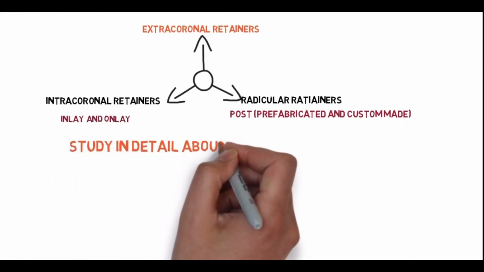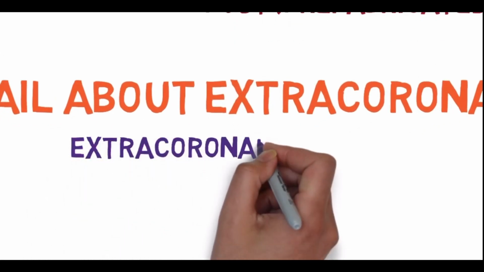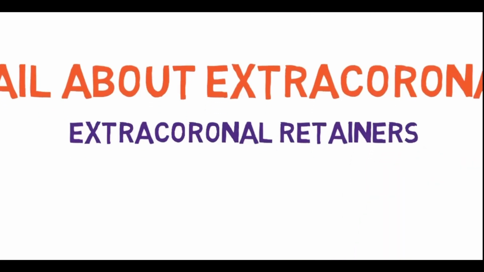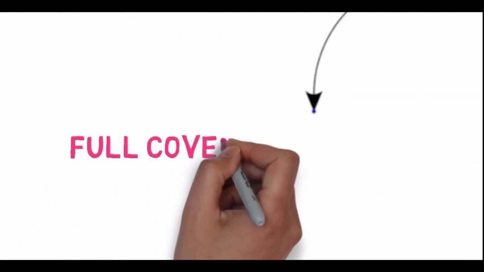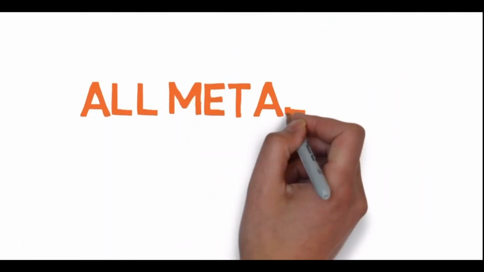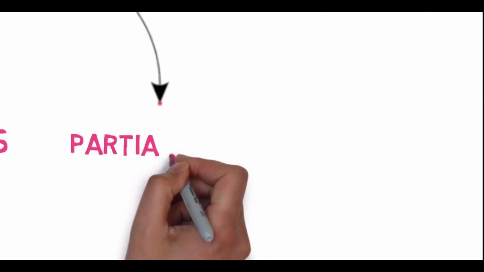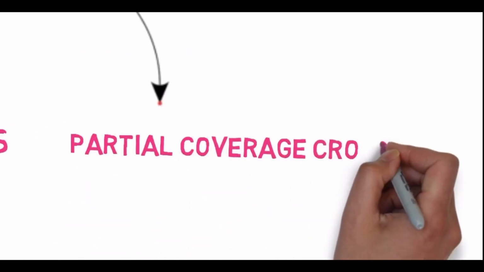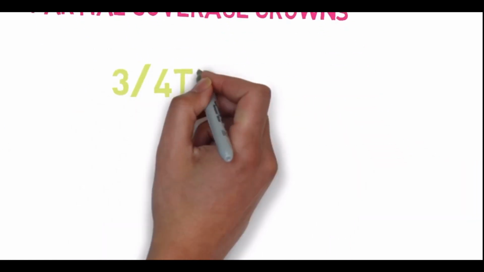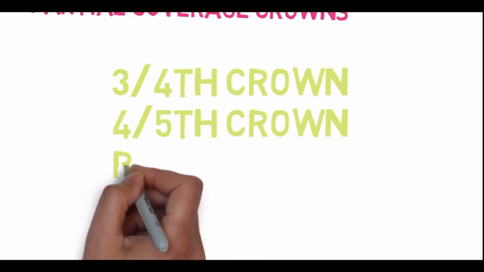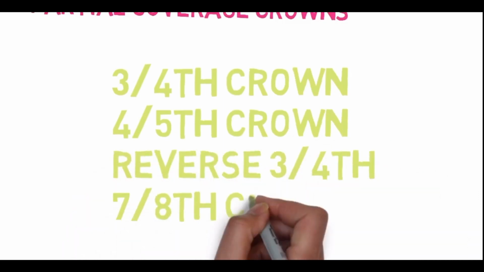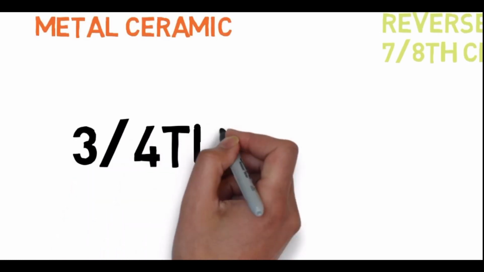We will study in detail about extracoronal retainers. Extracoronal retainers give coverage from the outer area. It is further divided into two main types: full coverage and partial coverage. Full coverage includes all metal, all ceramic, and metal ceramic, while partial coverage is divided into four main types: 3/4 crown, 4/5 crown, reverse 3/4 crown, and 7/8 crown. We will study each one by one.